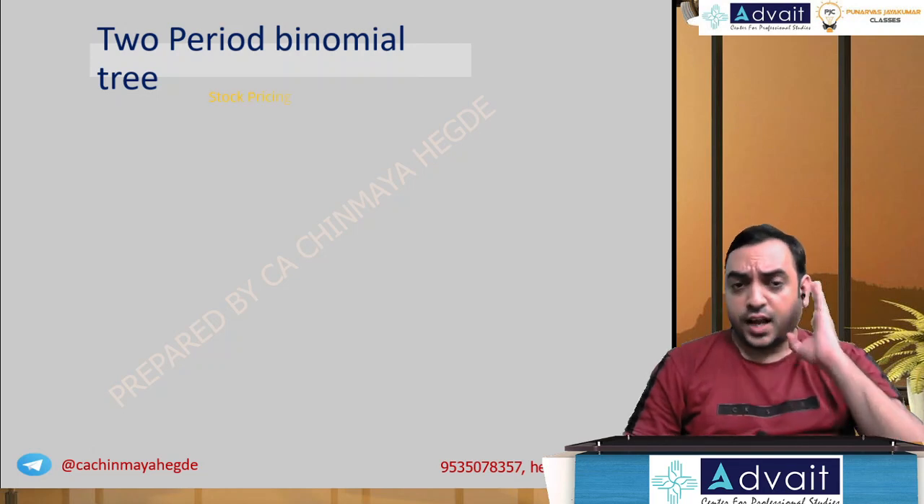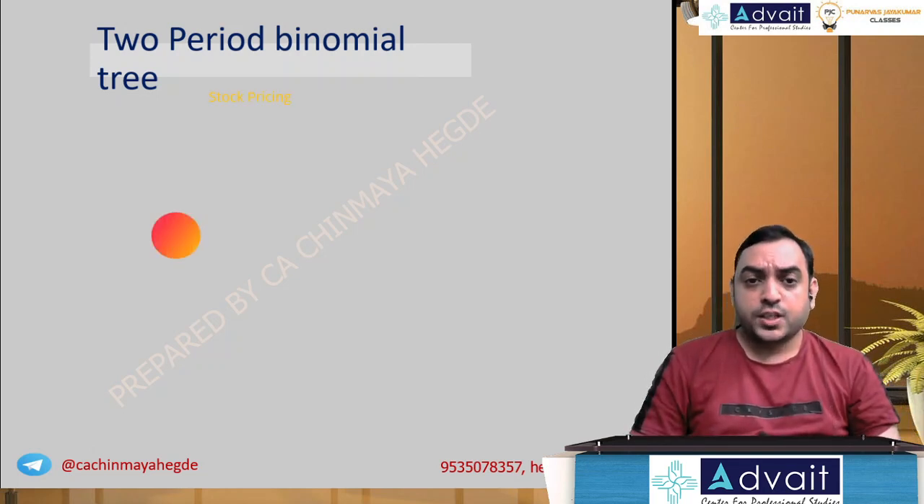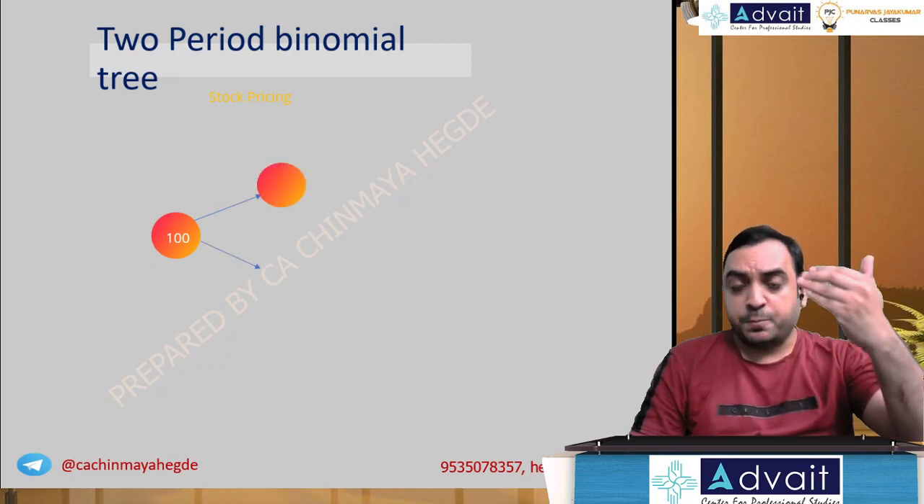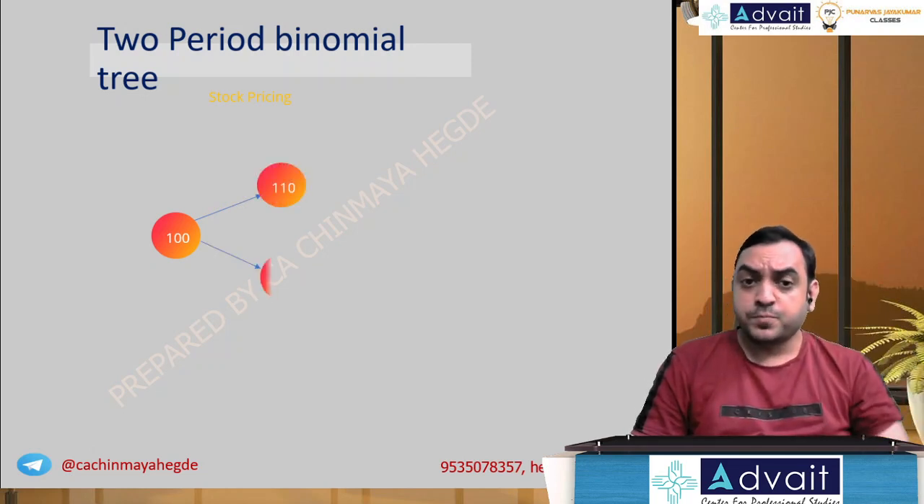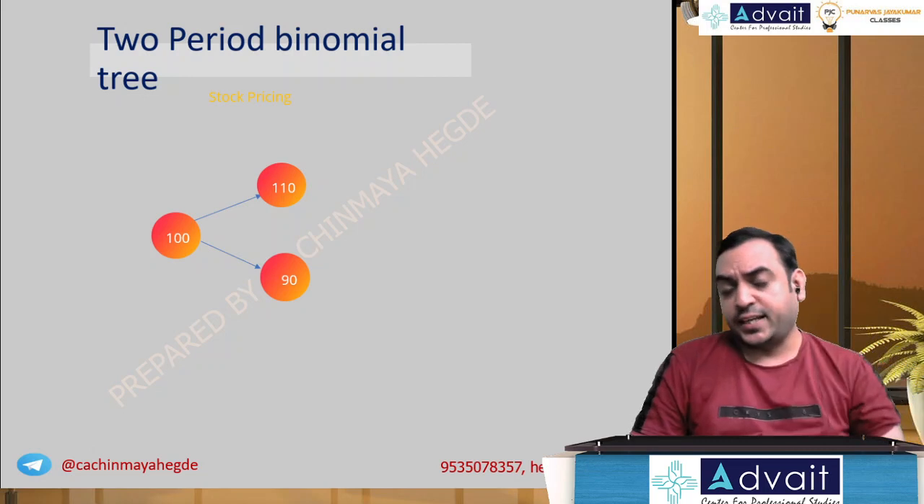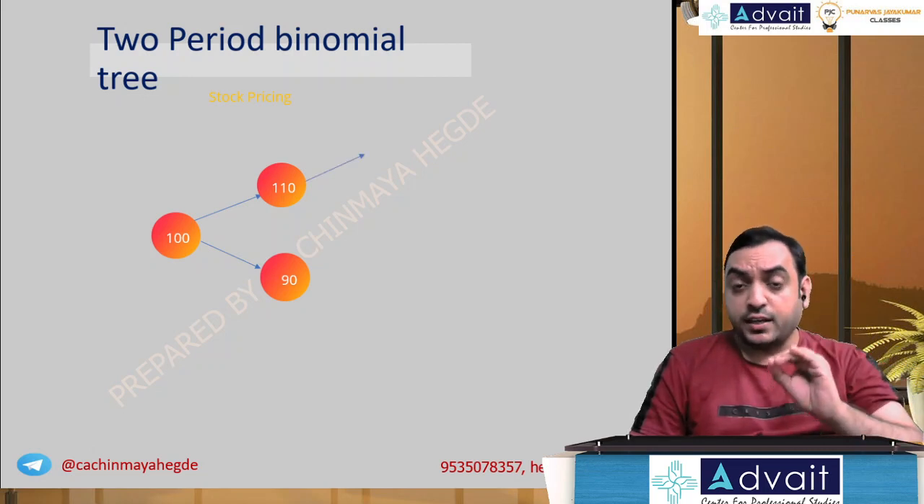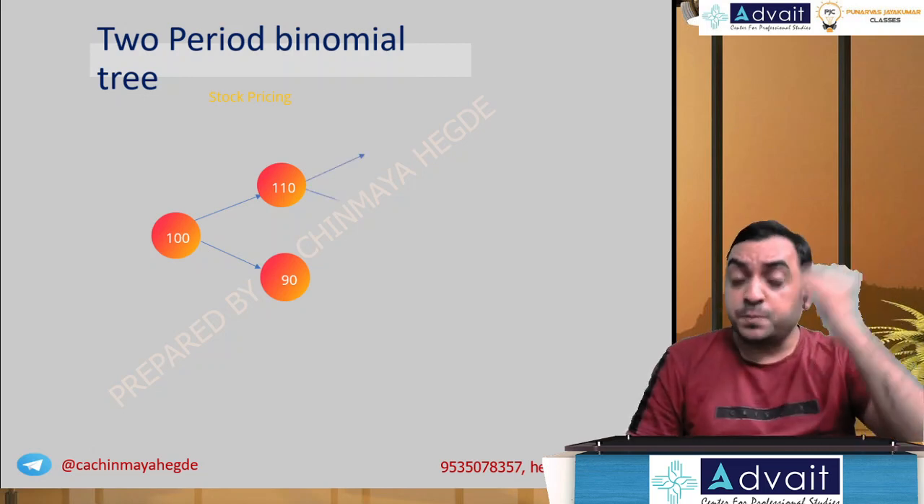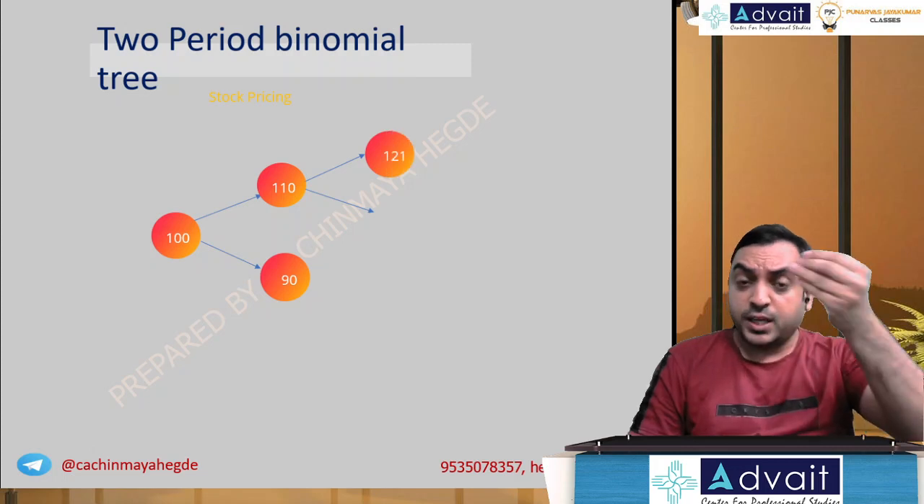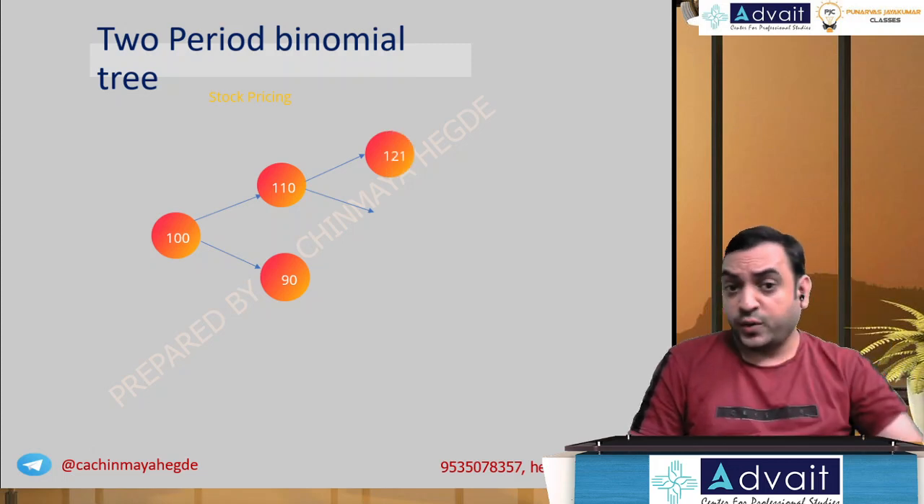Okay, understand the two-period binomial model. Suppose the spot is 100 rupees. If it increases by 10%, it becomes 110. If it decreases by 10%, it becomes 90. Now this 110, if it increases further by 10%, it becomes, 10% on 110, 121.